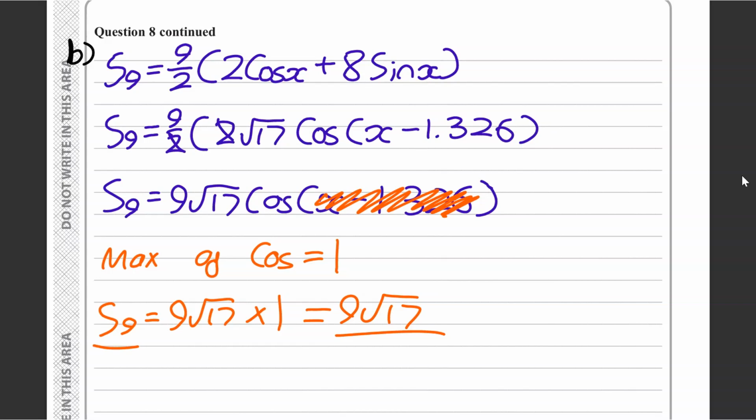This is worth 2 marks. In order to get the 2 marks, you get 1 mark for realising that the max of cos is 1 here, and we sub this in, and you get the second mark for finding that it's 9 root 17.